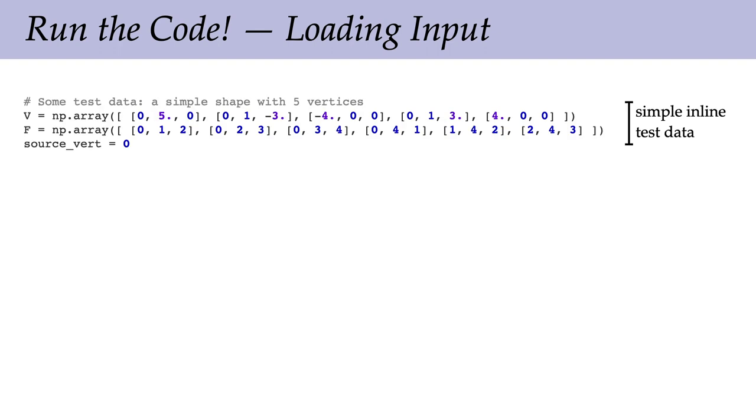So now we can run the code. We've implemented everything we need to construct intrinsic Delaunay triangulations. If you check out the code skeleton we provided, you'll see that there's first some really simple inline test data, which is just a little shape with five vertices and one non-Delaunay edge.